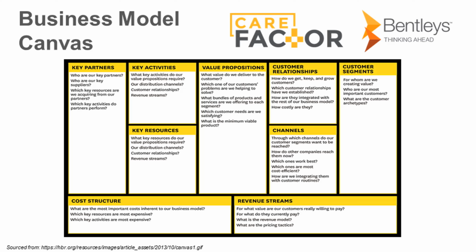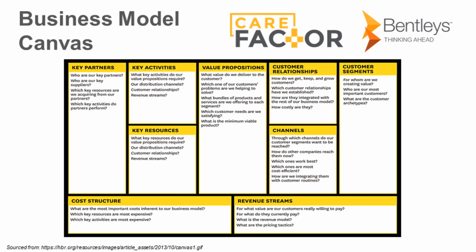Moving through then to the channels, how you reach those customers is a key component of your business model canvas. Through what channels? Is it online? Is it face-to-face? Is it through different networks or different forums or different industry groups? How do other companies in this sector reach customers now? Which ones work best? Does print media work? Does television work? Does online work? Does face-to-face work best? Which is the most cost-efficient way of reaching your customers? And how do you actually integrate your business model into the customer routines?